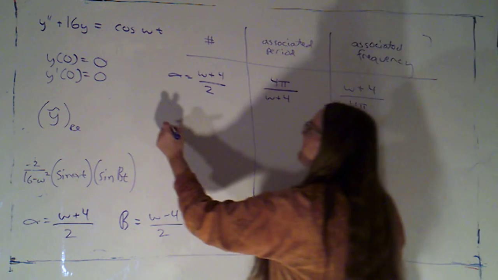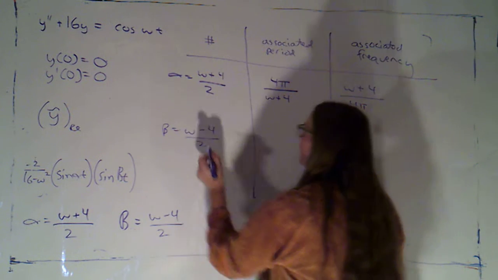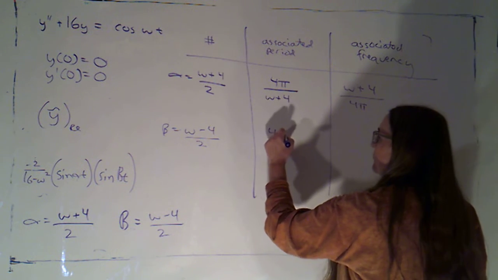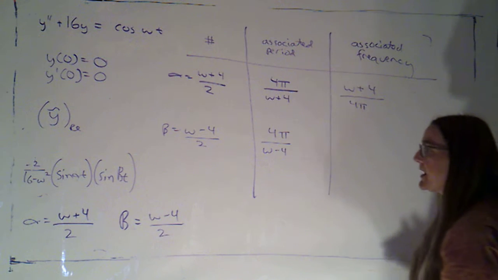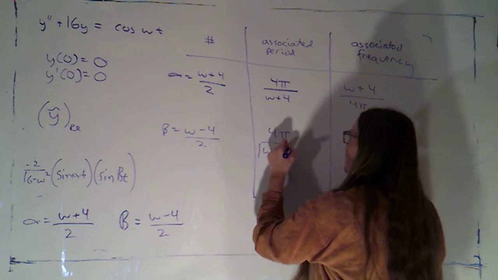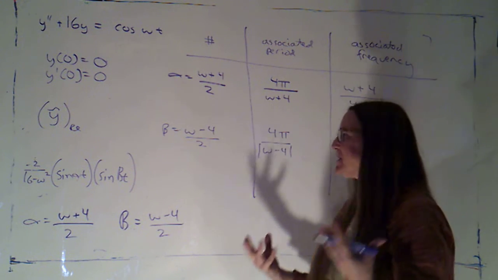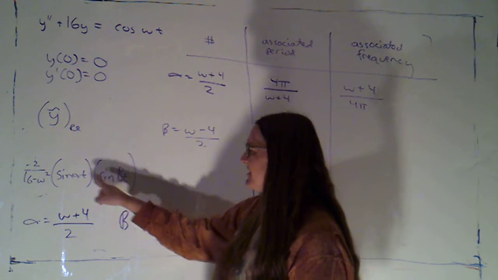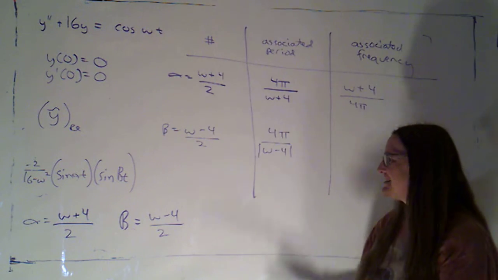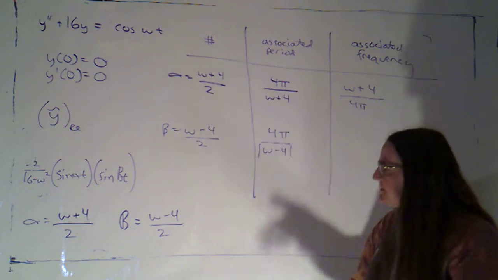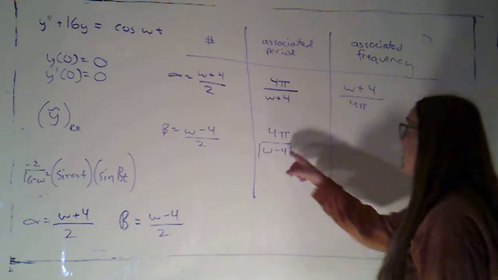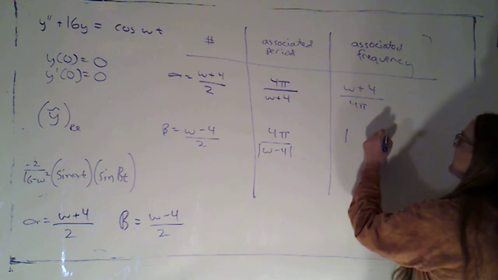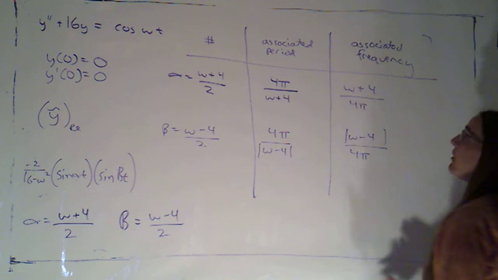Okay. If I look at beta, which is alpha minus 4 over 2, the associated period is 2 pi divided by this, which is going to be 4 pi over omega minus 4. Now, that's actually going to have to be an absolute value because by definition a period is always positive. If this ends up being a negative number, well, then I'd say sine of beta t is just the opposite of sine of beta t, and so the absolute value of beta would be what's giving me the angular frequency and what I would use in calculating my period and frequency. Okay. So this is going to be the absolute value of omega minus 4 over 4 pi.